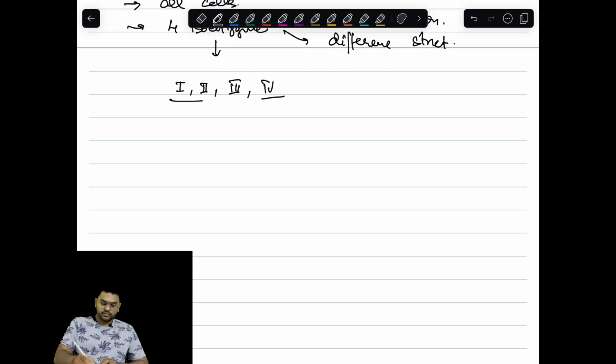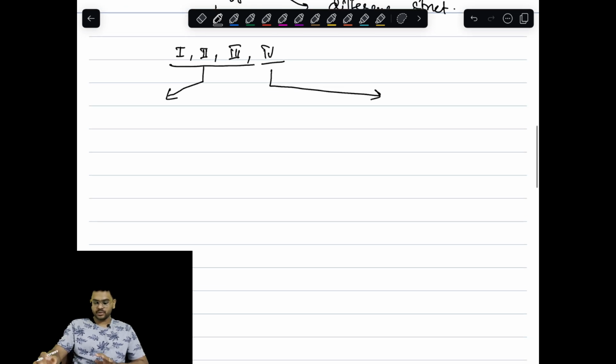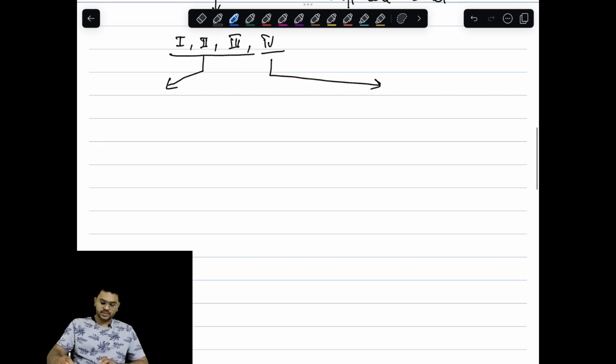Of these four, the first three isoenzymes could be grouped together, and the last one, the fourth isoenzyme, could be grouped differently. So let us see about the first three isoenzymes. Their kinetics we will see first. These are actually low Km enzymes. These enzymes have low Km.